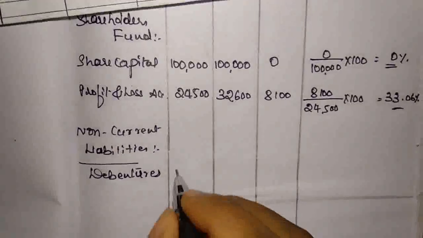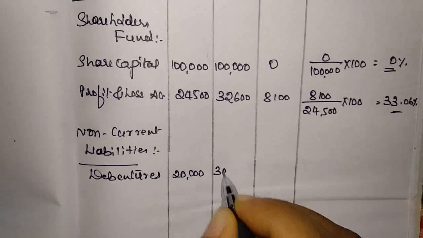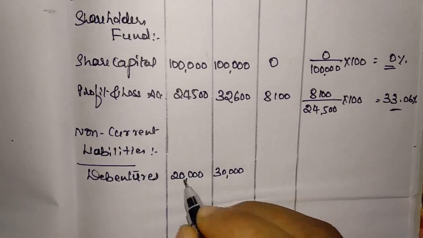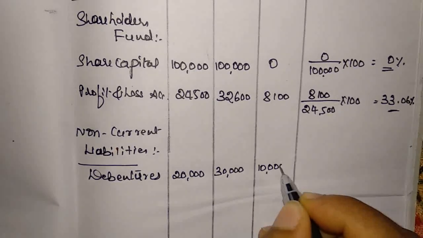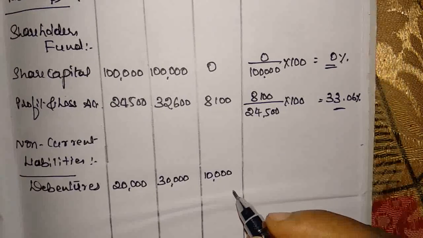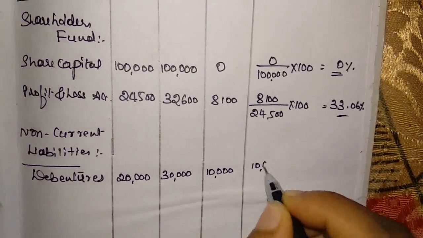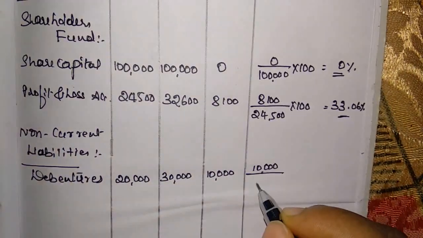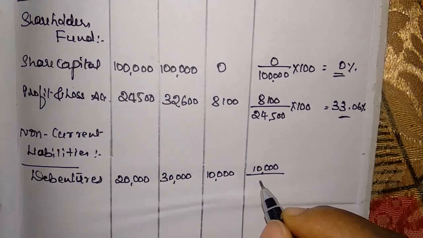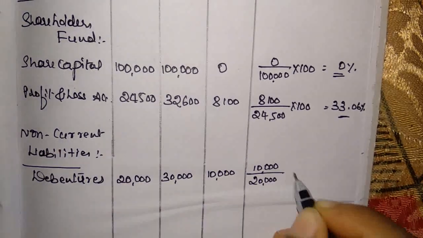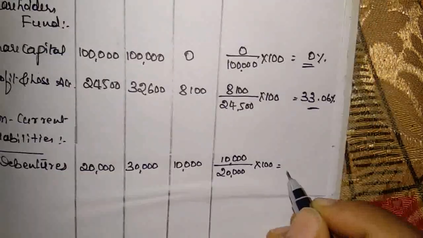Debentures in the previous year 20,000, in current year 30,000. So changes in rupees is 30,000 minus 20,000, it is positive change 10,000. So change in percentage is 10,000 divided by base year value 20,000 into 100. So change in percentage is 50%.